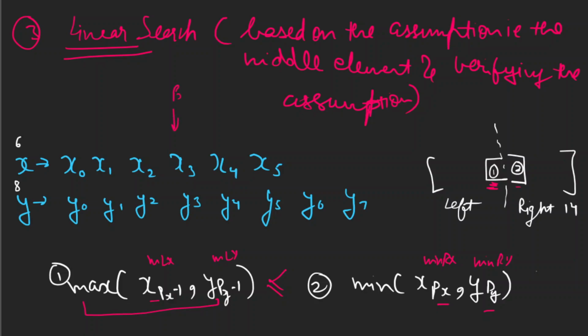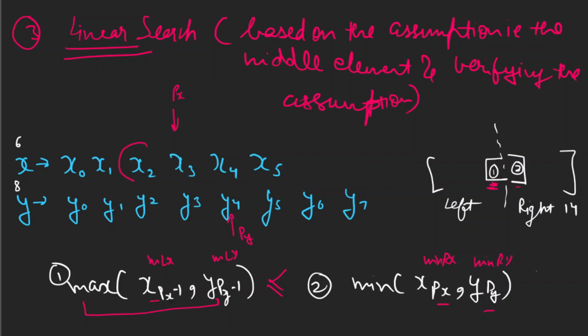So now px is pointing on the third one, and if px value is this, then according to this formula for the partition y, 7 minus 3 will be 4. So now py is going to point on this one. And if py is pointing on this one, then we will be calculating.